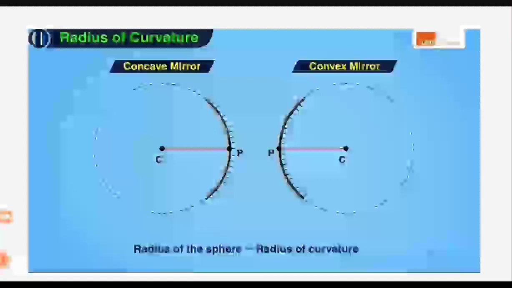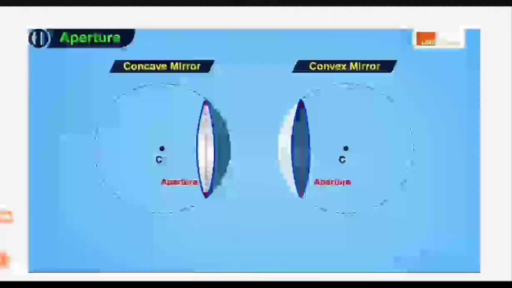The center of a spherical mirror is known as the center of curvature, C. The midpoint of the reflecting surface is the pole, indicated by P. The distance between C and P, that means between the center of curvature and the pole, is known as the radius of curvature of a spherical mirror. Next is aperture. Aperture means diameter. The diameter of a spherical mirror is known as its aperture.